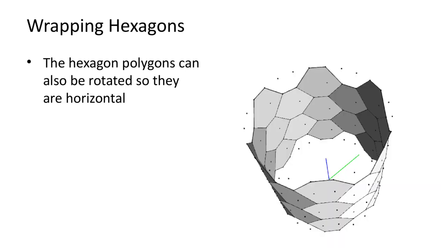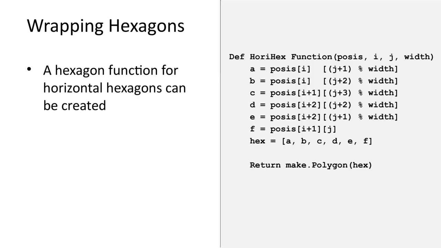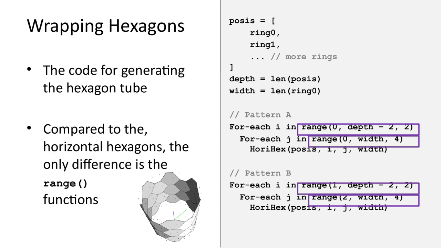Another option is to create a tube with the hexagons oriented horizontally. The process for creating the tube is the same. We will briefly show the code. Here is the horizontal hexagon function. And here is the code for generating the tube.